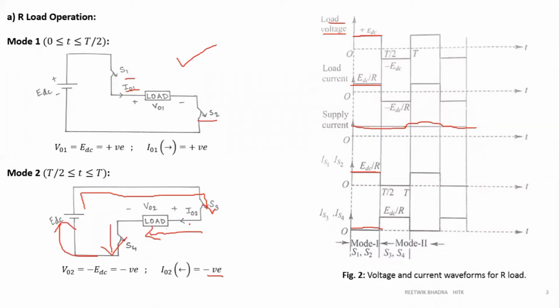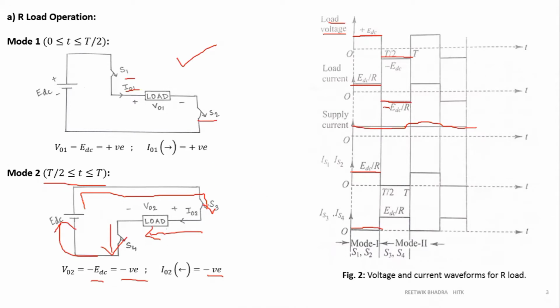Now what will be V02? Because polarity has changed, again compared with V01, V02 will come out to be minus EDC, that is negative. So during T by 2 to T, we are having a negative voltage and negative current. What is the magnitude of the negative voltage? Minus EDC, so it is drawn as minus EDC during this period. What will be the current? Minus EDC by R, with the minus sign over here.